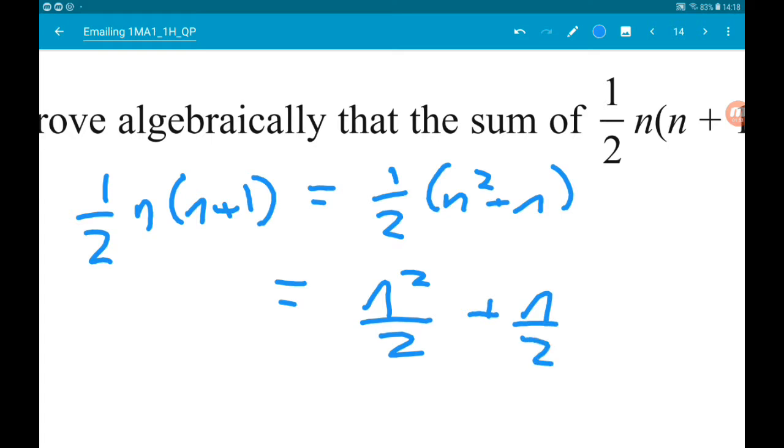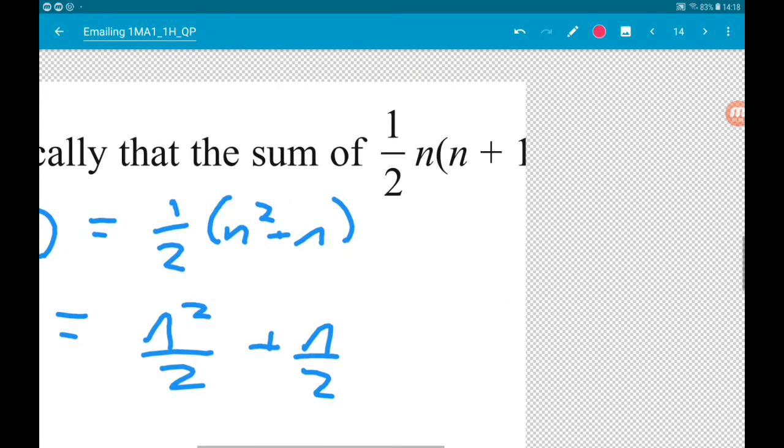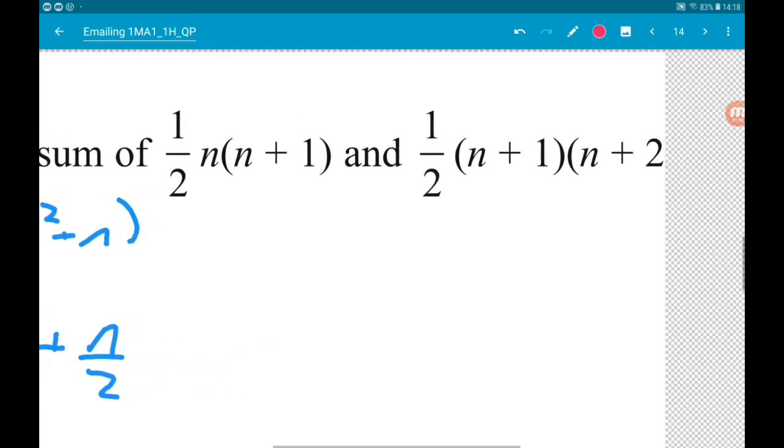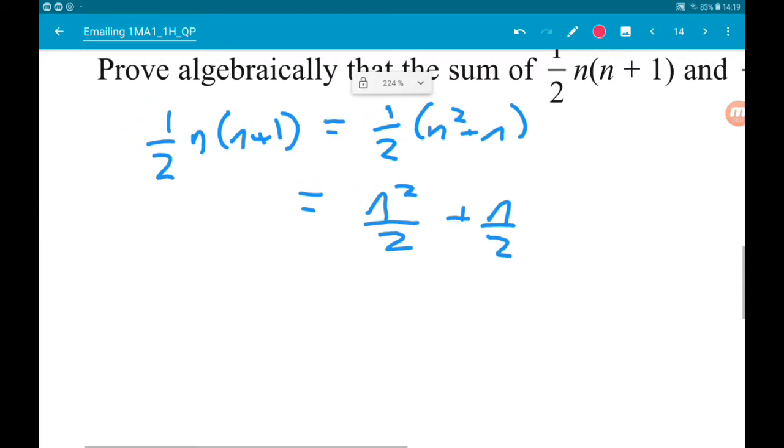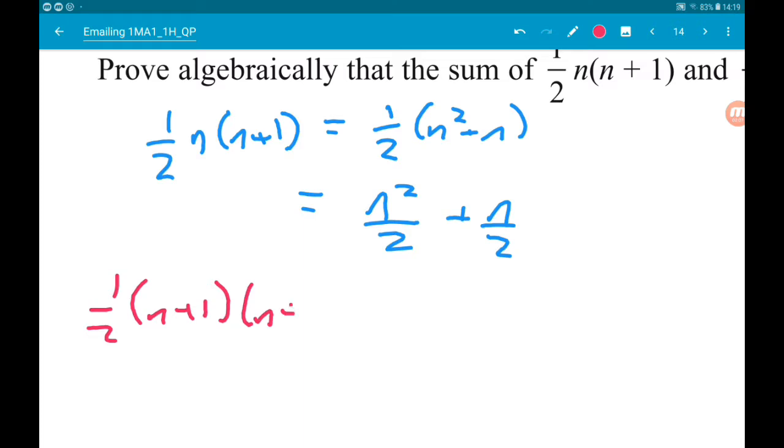Okay. So then for 1/2 n add 1 times n add 2, so let's expand the brackets first. So make sure you can get n squared, add 3n, add 2.